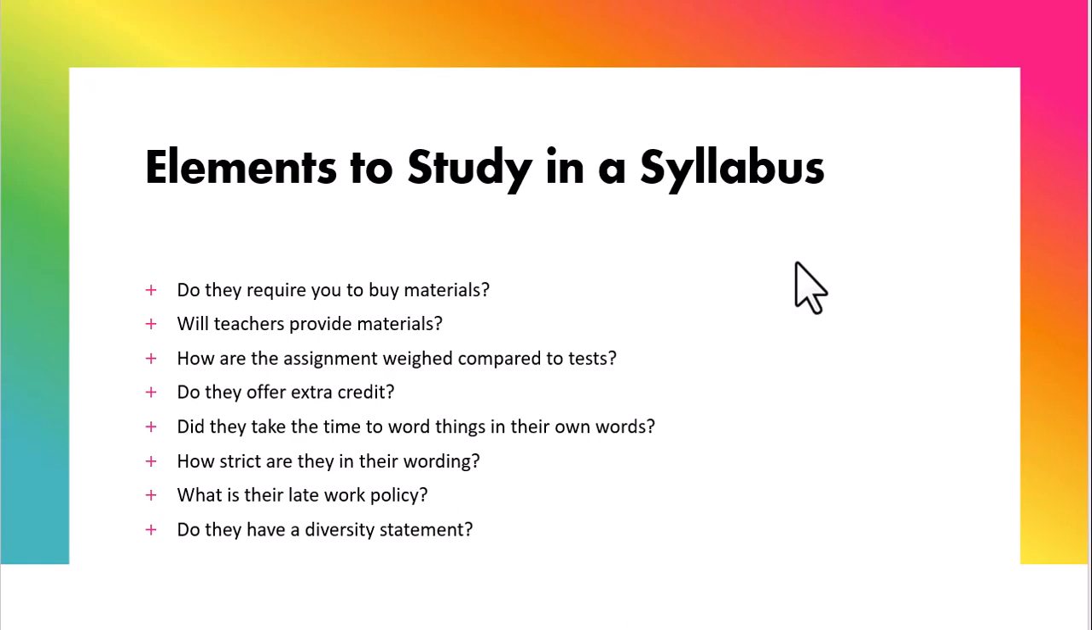Another thing the students looked at was how strict the teachers are in their wording. What they meant was, does a teacher sound like a person who's really strict about deadlines and rules and this kind of thing, or are they a more flexible sort of teacher? So to some students that matters. To other students it doesn't matter at all. They don't mind a strict teacher. Another thing to look at is, what is the late work policy? Is there absolutely no late work accepted after a certain date? Are points deducted? And so on.